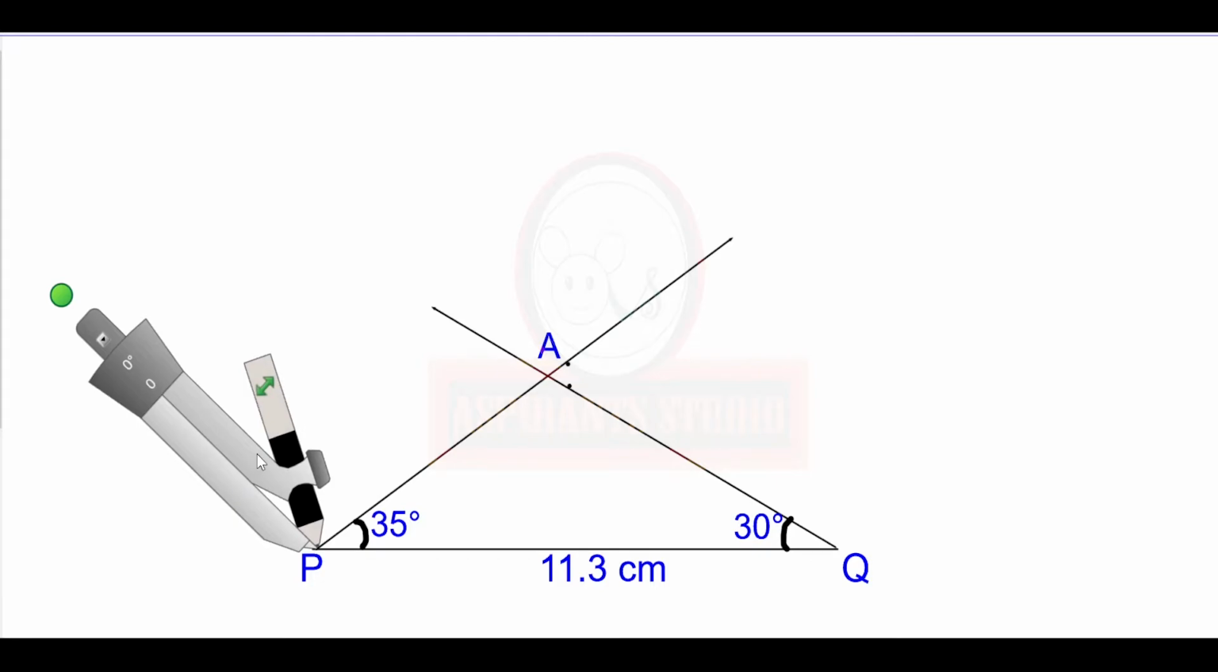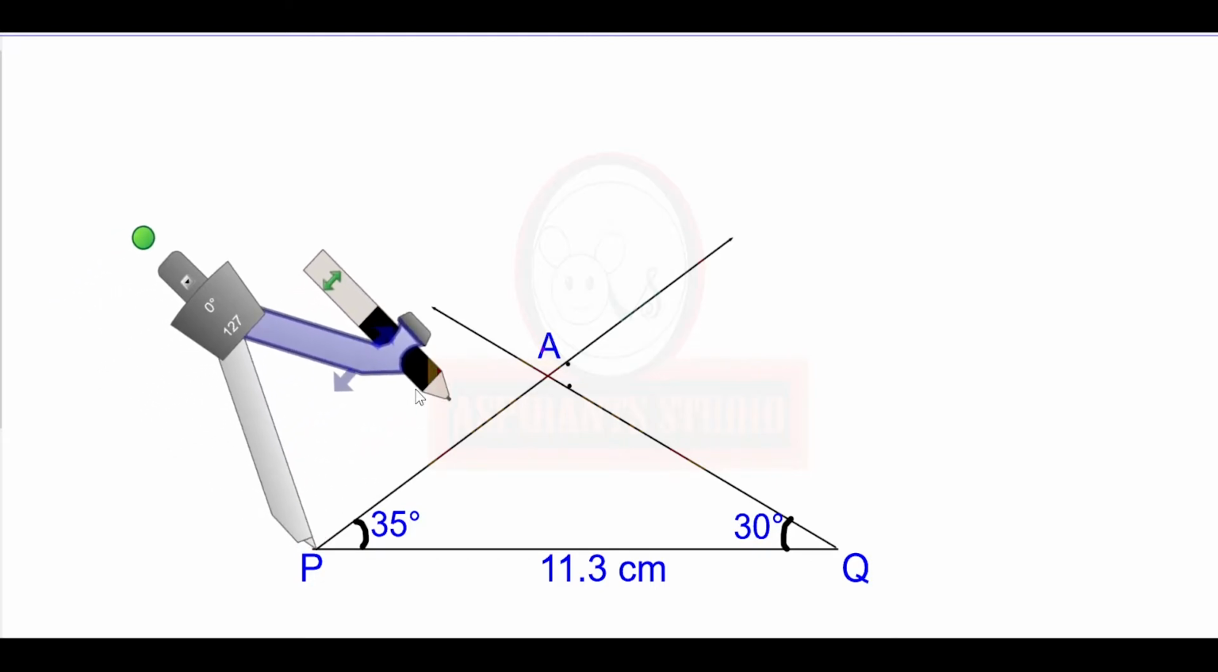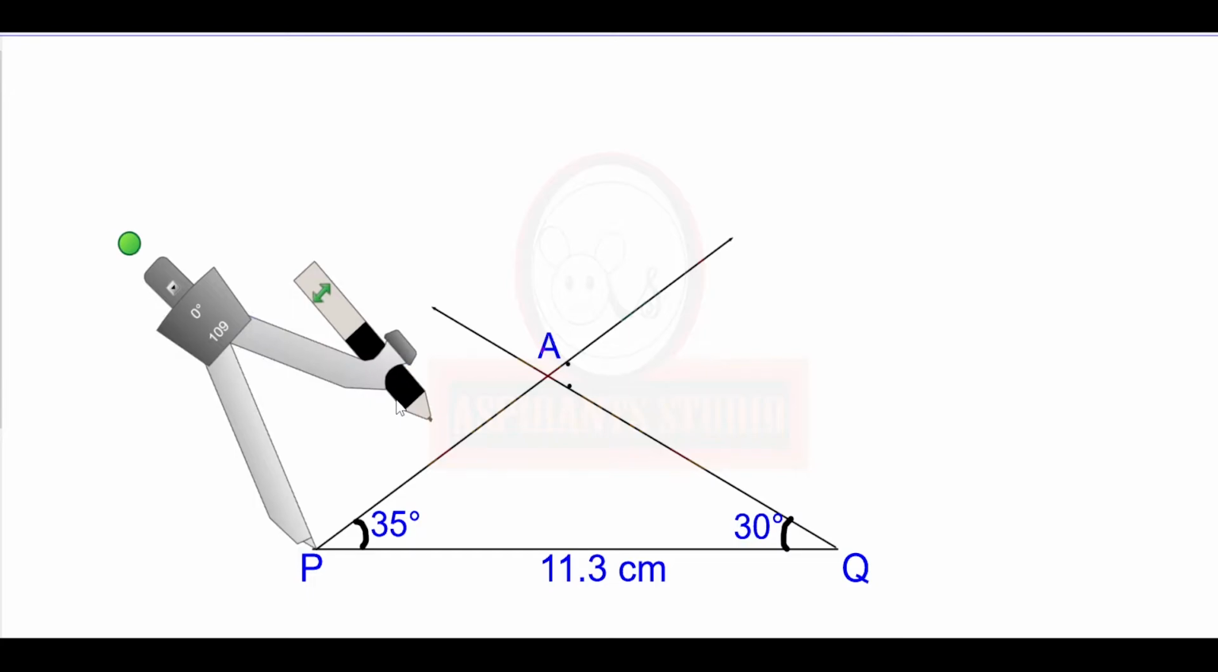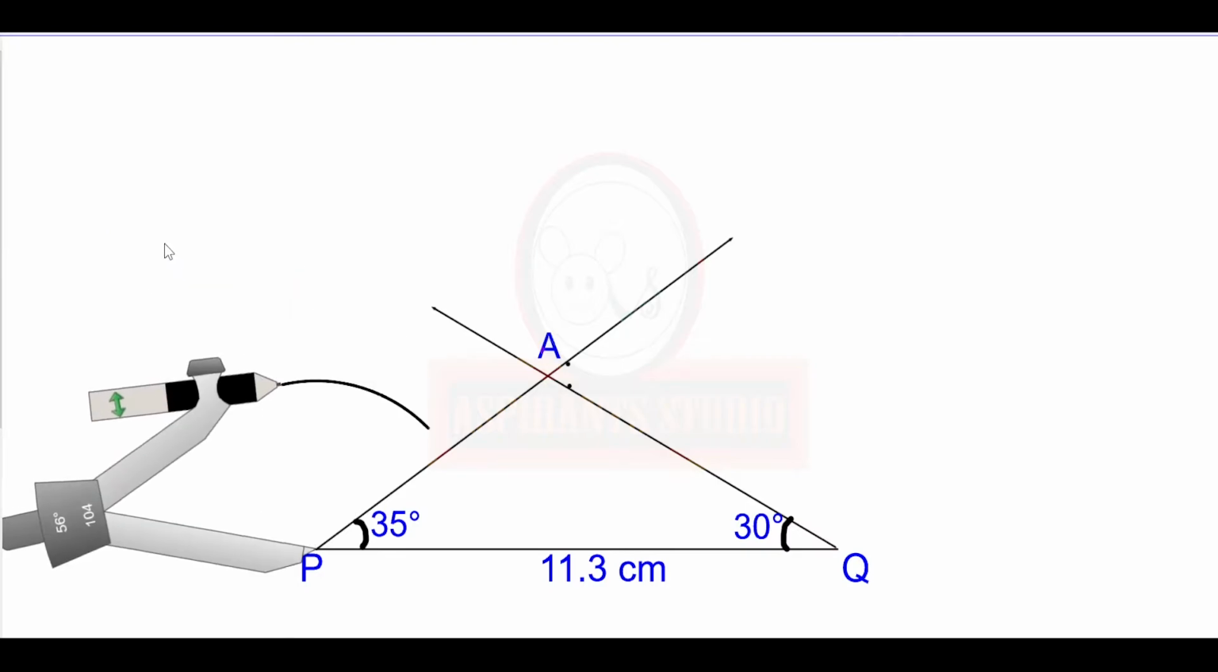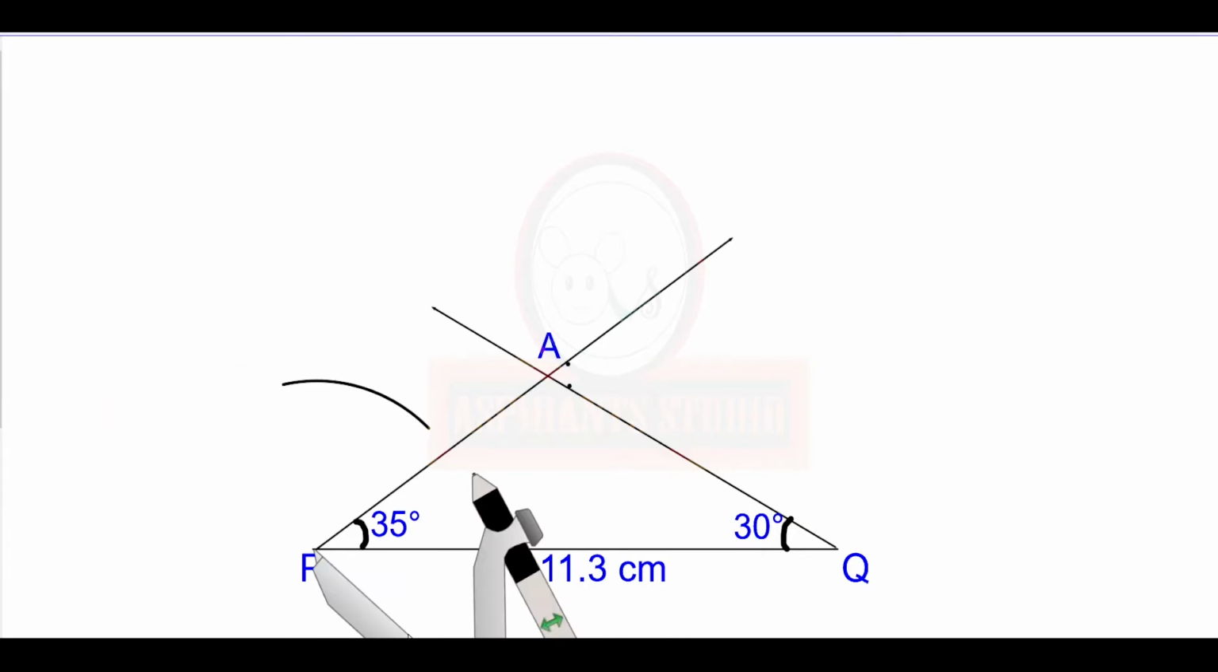Now we are going to draw the perpendicular bisector of segment AP and segment AQ. First of all, for segment AP, we will draw the perpendicular bisector. Take more than half of the distance of AP in the mind and draw an arc above the segment AP and below the segment AP. Now keep one end of the compass at A and cut these arcs.